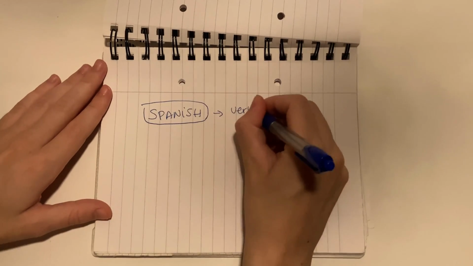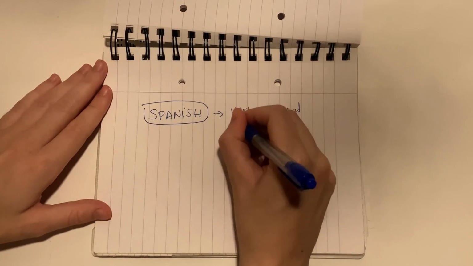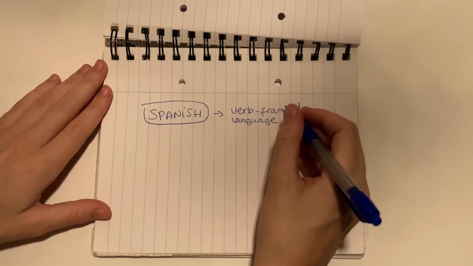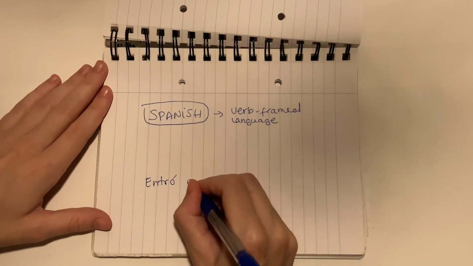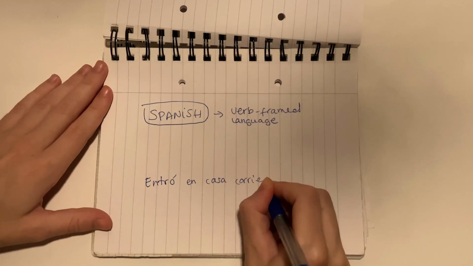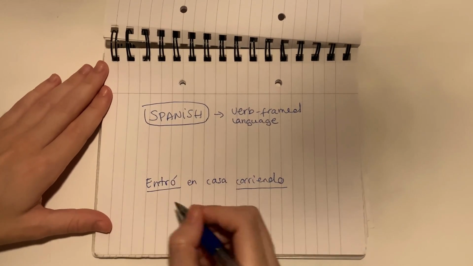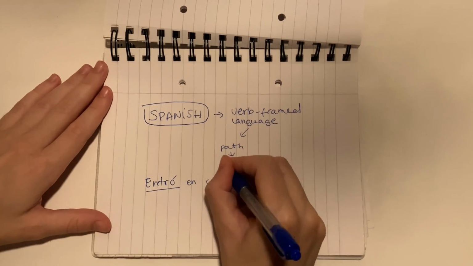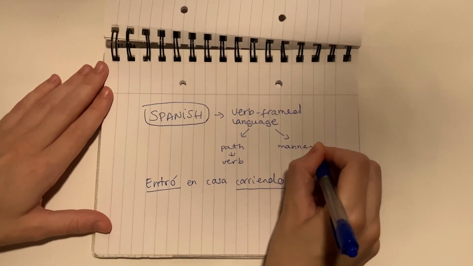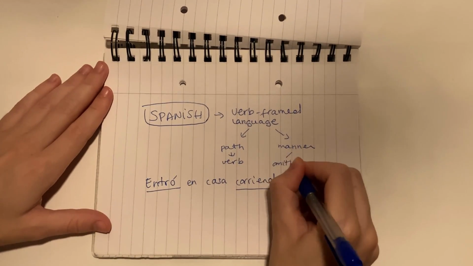Now, Spanish, on the other hand, is a verb-framed language, which means that in Spanish, the path of the motion is expressed in the verb itself. It's embedded in the verb. And the manner is either omitted if it's not relevant information or expressed outside the verb.